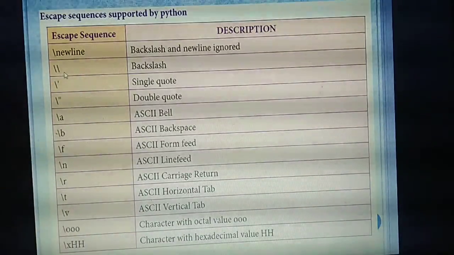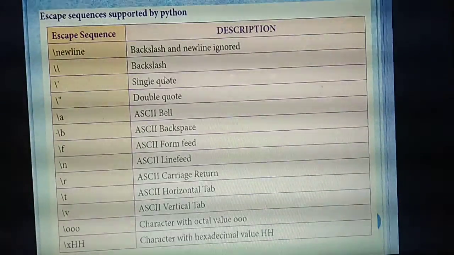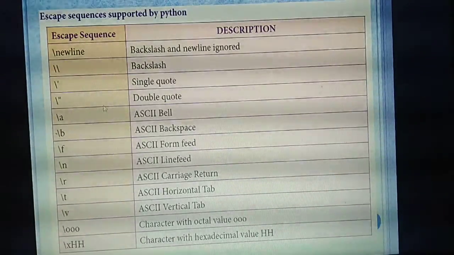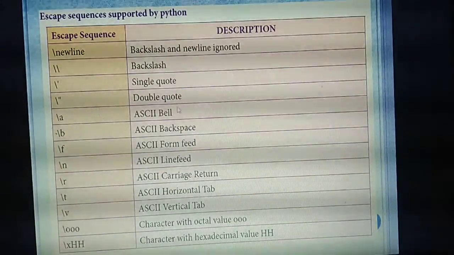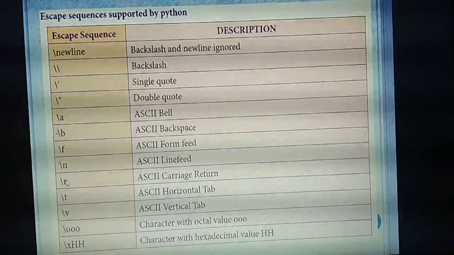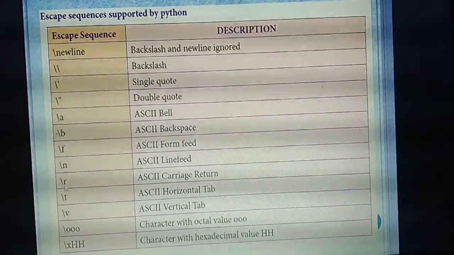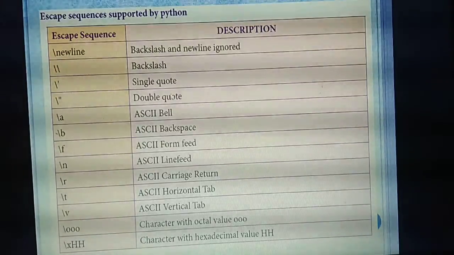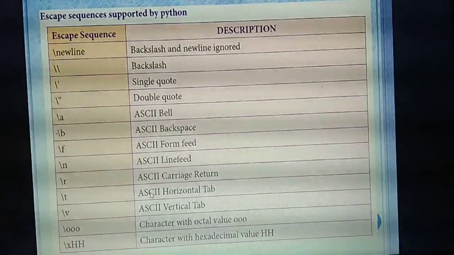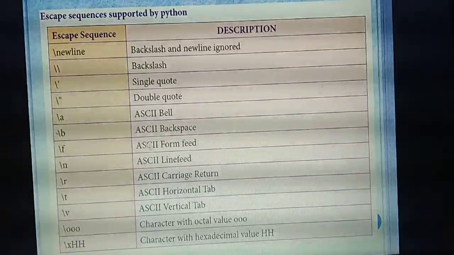This symbol, double backslash, means a backslash. Already we have studied backslash single quote represents the single quote character. Backslash double quote represents the double quote character. Backslash a means the ASCII bell character. Backslash b means backspace. F means form feed. N means new line. R means carriage return. All this, simply read it once. No need to memorize. Just read it once. If they ask one more question, you should know. These are used in Python programming. So don't memorize it, just read it. That's all. Okay.